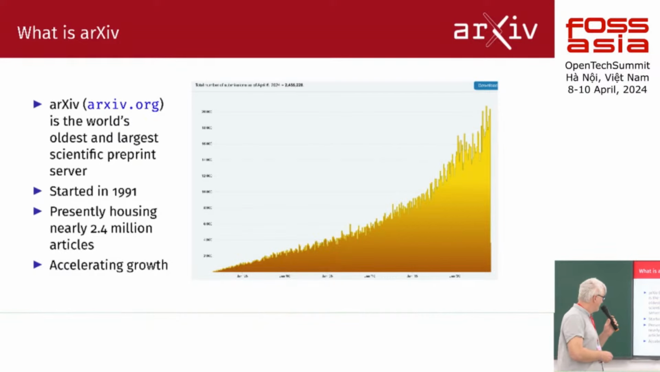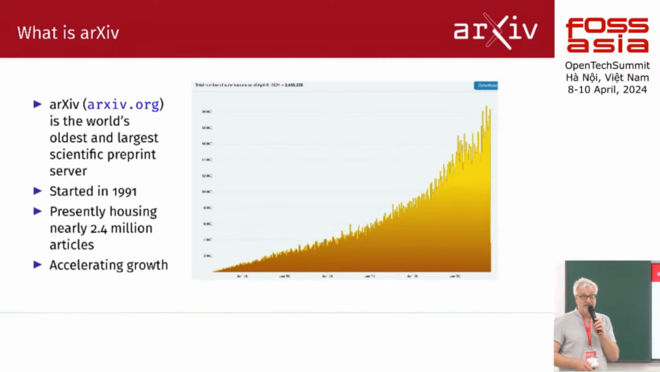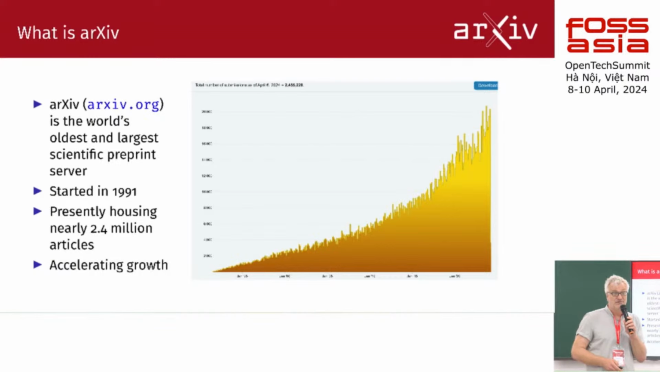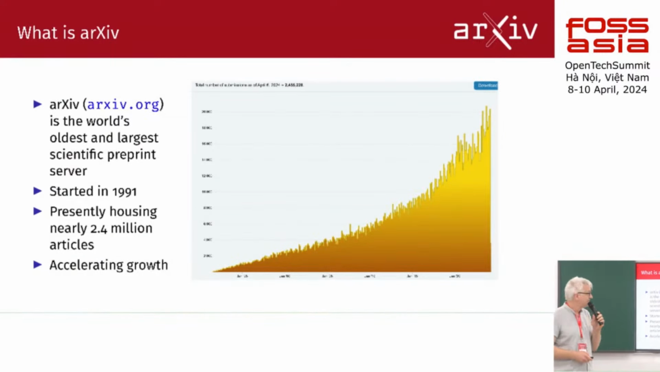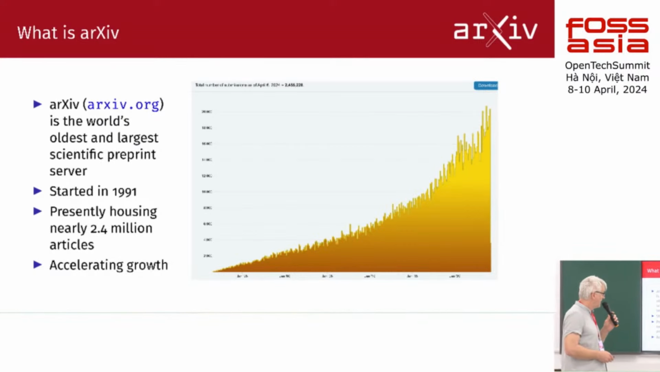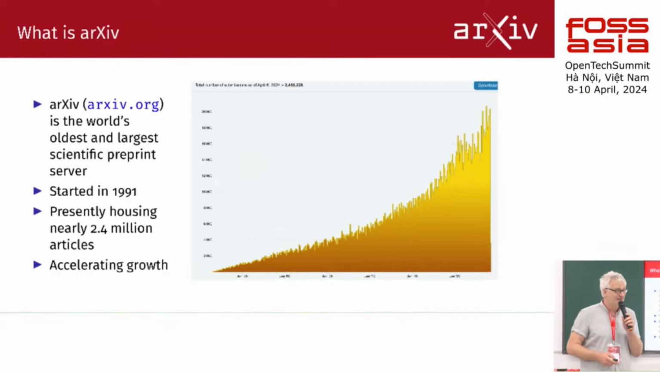We are currently at about 2.4 million articles. At the moment, computer science is of course the biggest part. Physics is also very strong. And it's actually accelerating. I mean, everyone is publish or perish, right? So a lot of articles are uploaded nowadays.